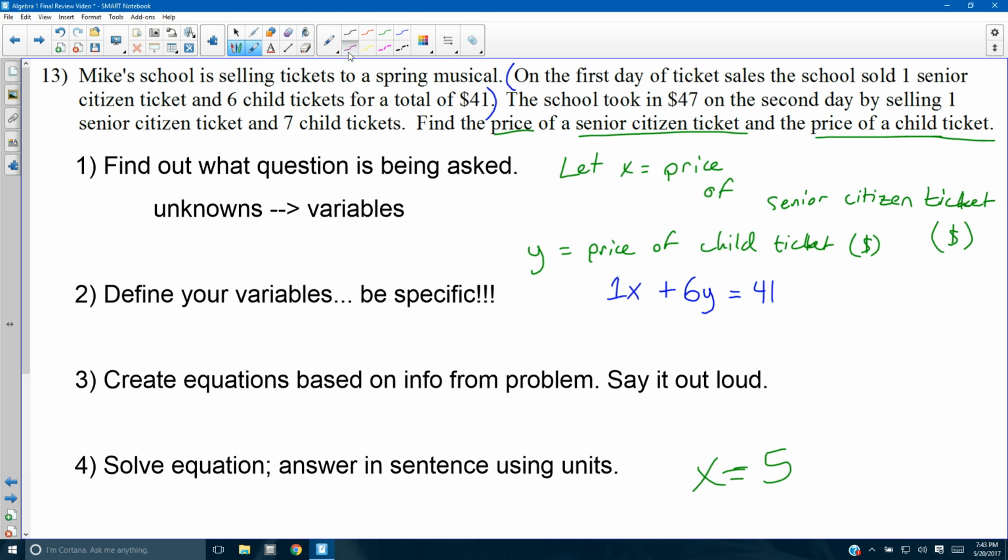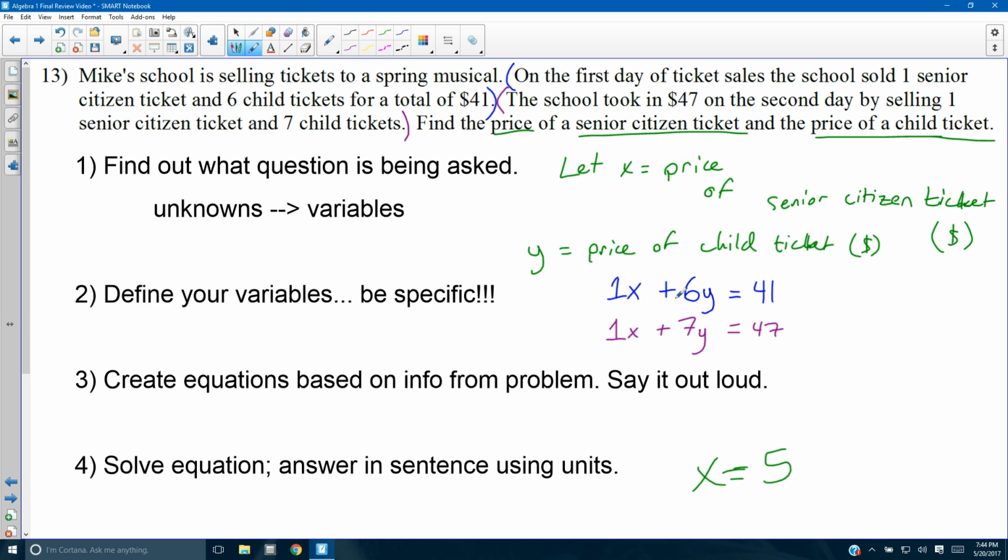Anyway, so there's 1x plus 6y equals 41. The second equation is based on this information right here. The school took in $47 in the second day by selling 1 senior citizen ticket and 7 child tickets. So 1 senior citizen ticket times the price of each senior citizen ticket is how much was made for all senior citizen tickets. Plus the number of child tickets sold times the price of each child ticket will give me the number of dollars made from child tickets. So when I take all my money from selling these, I've got $47.